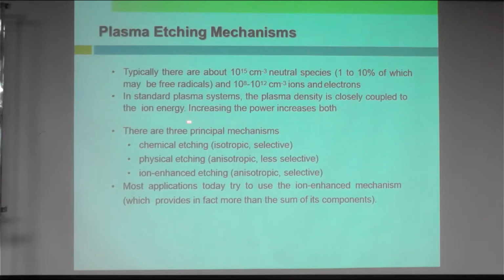So there are three principal mechanisms. One is chemical etching, isotropic and selective. The next is physical etching, anisotropic and less selective. This physical etching is considered as force. And then ion enhanced etching, anisotropic and selective. Most applications today try to use the ion enhanced mechanism, which provides better removal of the material, so you can have a straight cut of the material, for example.